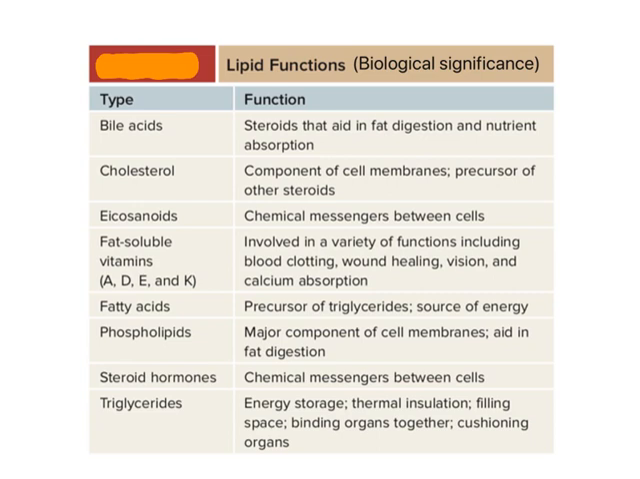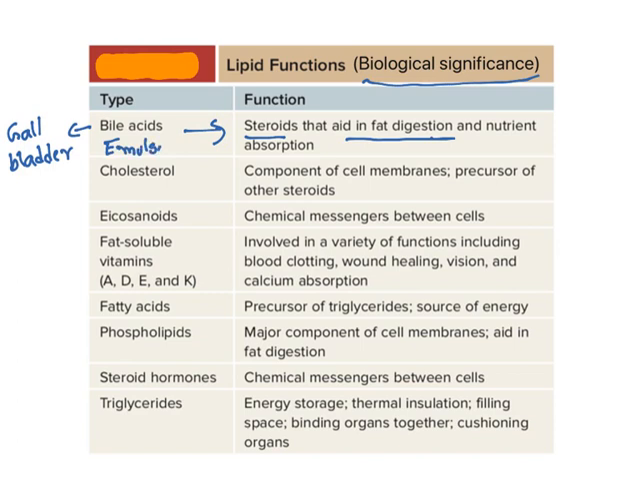Now, lipids' function or biological significance. Bile acids are steroids that help in digestion of fat and nutrient absorption. These bile acids are stored in the gallbladder. So whenever we take fatty foods, the bile is released into the intestine and emulsifies fats. Lipase, the lipid digesting enzyme, can then act on these emulsified fats. So they help in the digestion of fats.